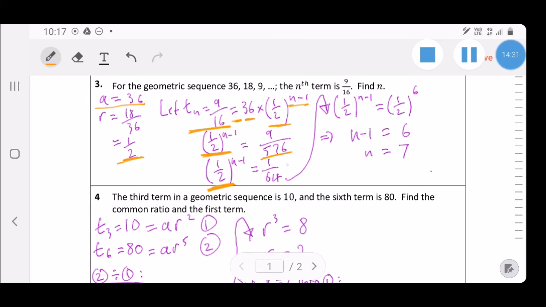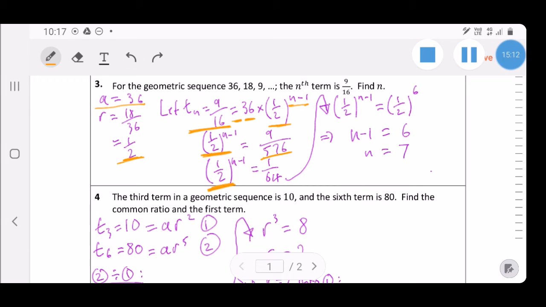Now that 9 over 576 simplifies to 1 over 64. All right. Now, in the brackets on the left-hand side, I have 1/2. Now, 1 over 64, that can also be written as 1/2 to a power. And that is, if you look up here, 1/2 to the power of 6, because 64 is 2 to the power of 6, and 1 to the power of anything equals 1. So 1/2 to the power of 6 equals 1 over 64.